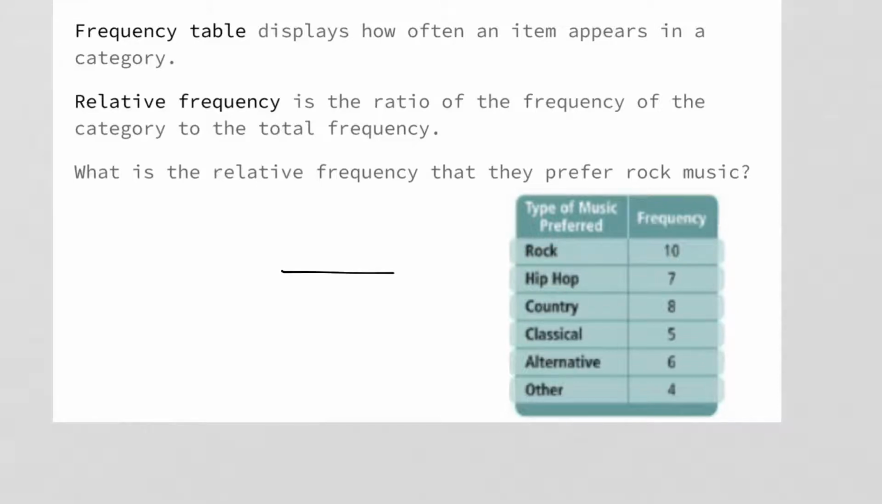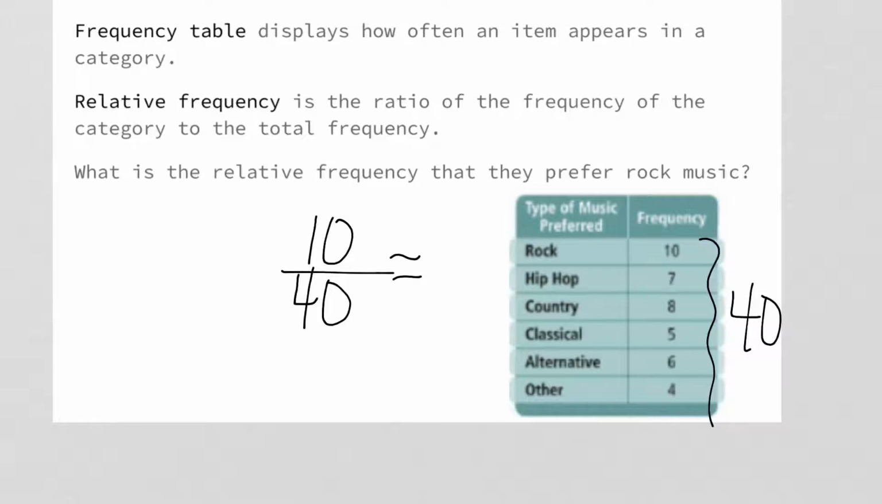So we need to figure out how many people prefer rock music. From the table, it's 10. And if I add up all of those frequency numbers here on the side, it comes out to a total of 40 altogether. So the relative frequency that they prefer rock music is 10 out of 40, or if I reduce it, it would be 1/4.